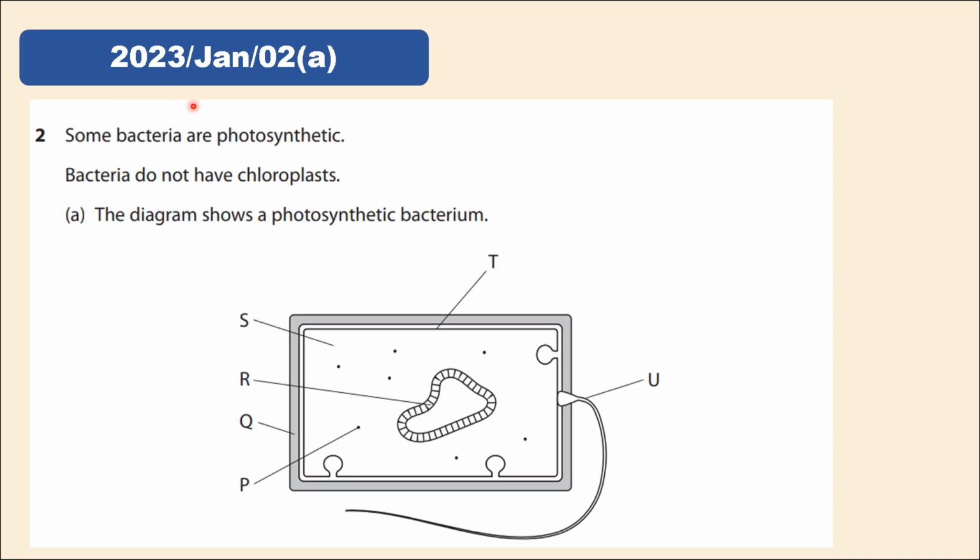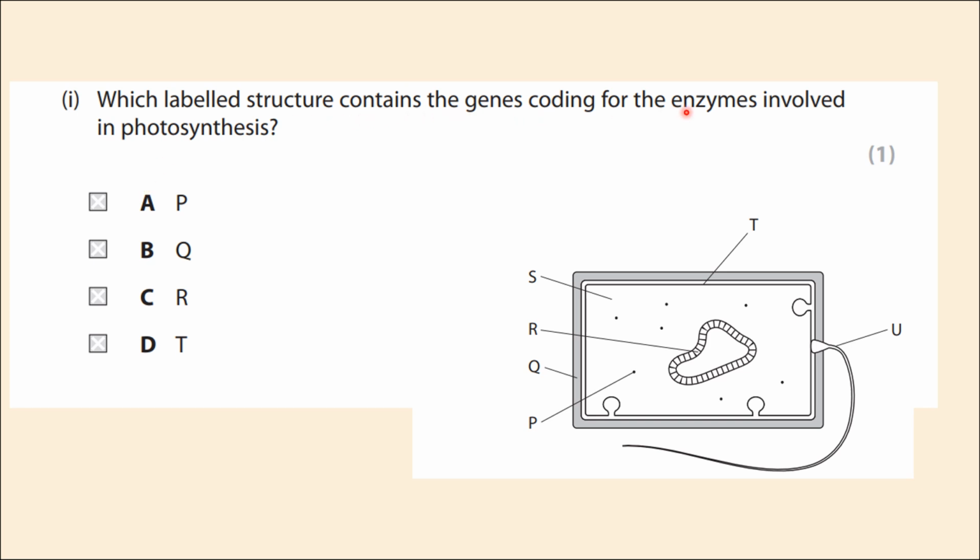The next question is from the January 2023 paper, and it's a particularly interesting one. This is not about chloroplast structure but focuses on photosynthetic bacteria. The statement explains that while some bacteria are photosynthetic, they do not have chloroplast. The diagram shows a photosynthetic bacterium, and the first question asks, which labeled structure contains the gene coding for enzymes involved in photosynthesis? Looking at the diagram, you can see that the answer is R, as R represents the DNA loop.